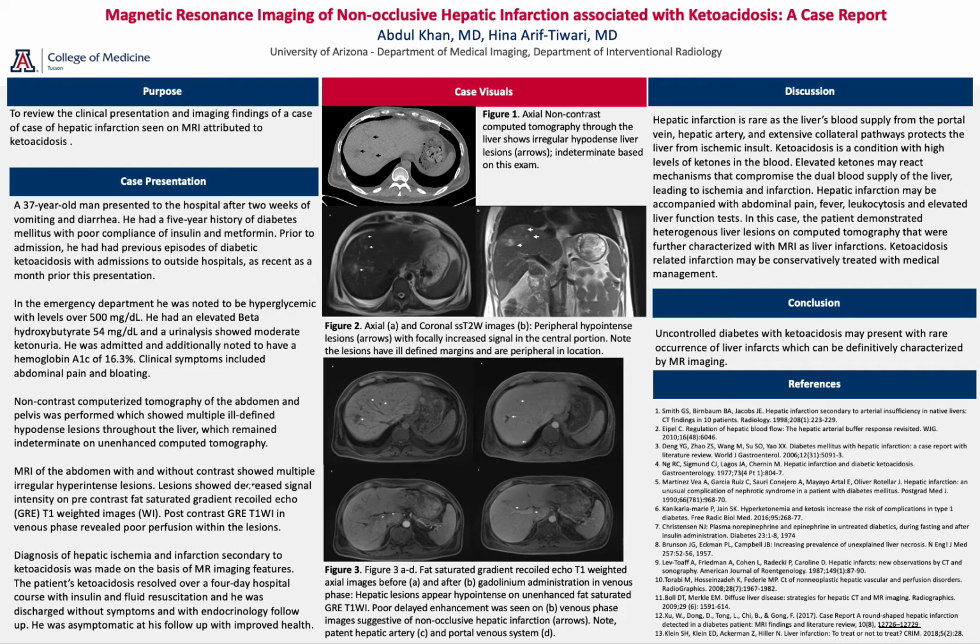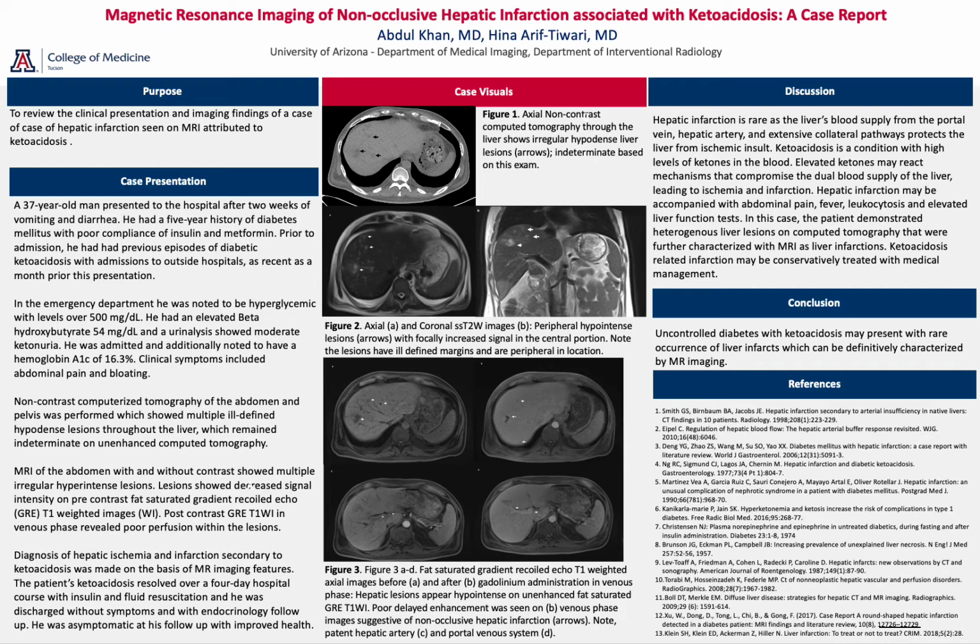He had a long history of diabetes that was poorly controlled, and prior to this admission, he had had prior admissions of diabetic ketoacidosis, with the most recent being a month ago.